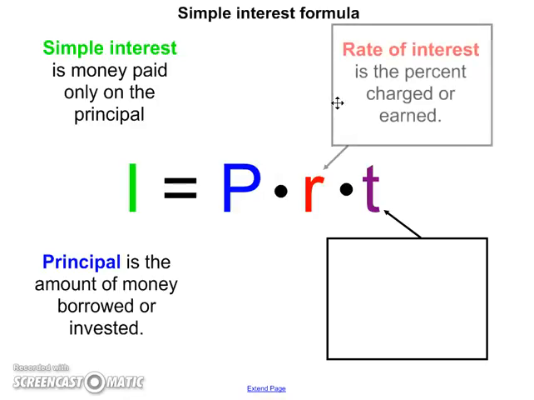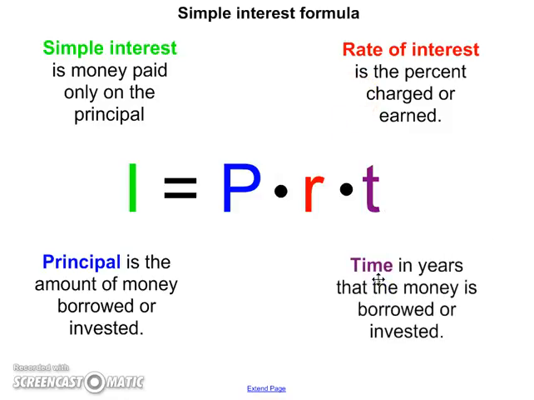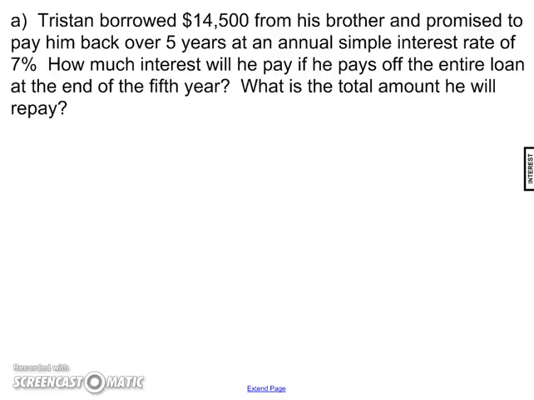R is the rate of interest, and that's a percentage, but when we use it here, we have to express it as a decimal. And then T is time. It is the amount of time that we borrow or invest, and that has to be in years, by the way. So if the value is given to you in anything else, like months, you need to change it to years. Now we're going to start using this formula, and I'll show you how that works in a few examples.